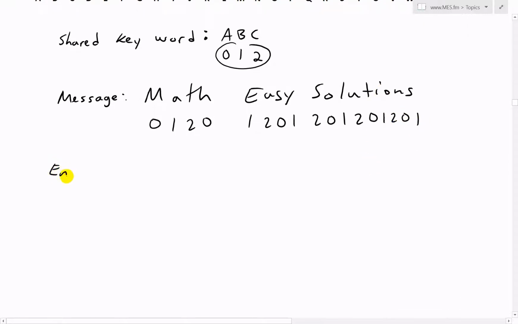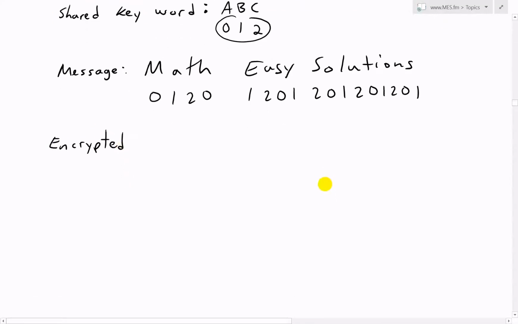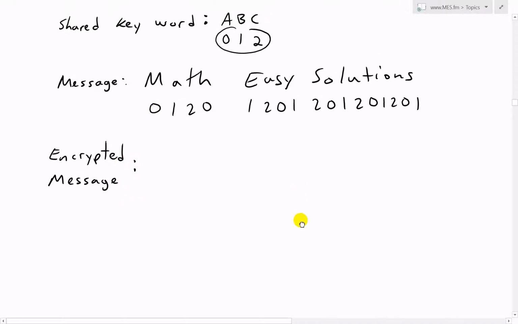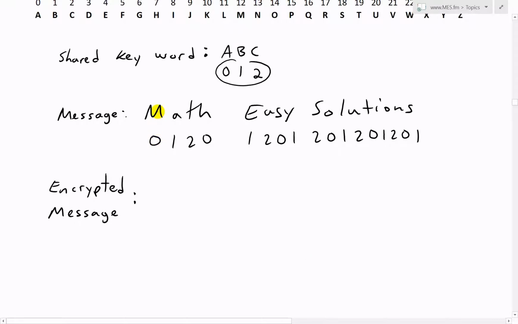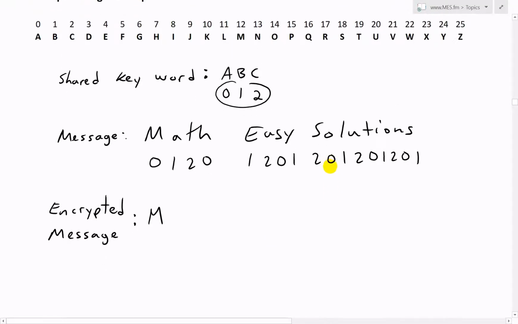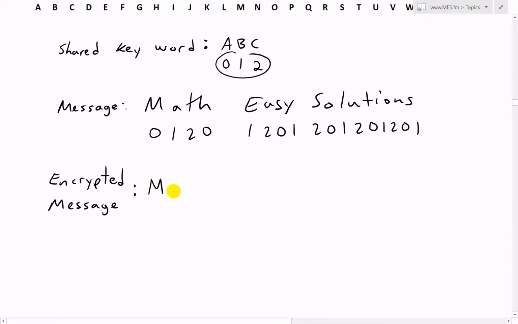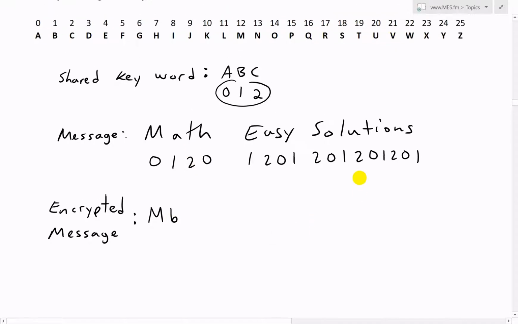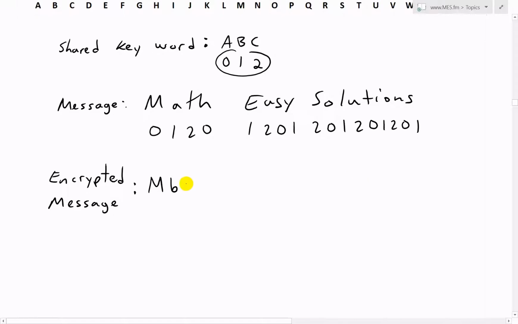And then the encrypted message goes across here. So the encrypted message is going to be, well, that means we're going to shift each of these letters according to this number. So M shifts by 0, so that's just going to be M. A shifts by 1, so A goes to B. So we'll have M, and then B. T shifts twice, so T, U, V, that's just going to be V. And then H shifts by 0, so just leave it there.